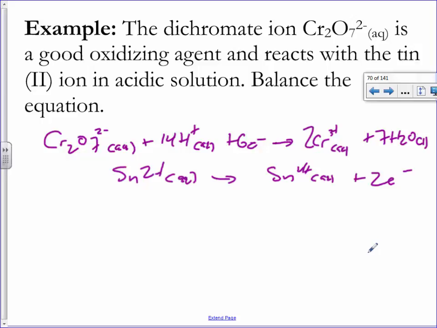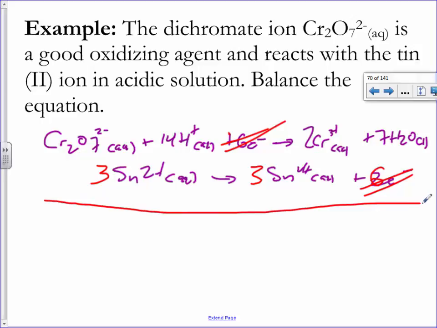Any guesses as to what our next step is? Good, yeah. Basically, you've got to find a way to make sure your electrons cancel. So if you triple this, and make that a 6, now your electrons are balanced. Does that make sense? So, if done correctly, this should now yield a balanced chemical equation for you. So it should look something like this.